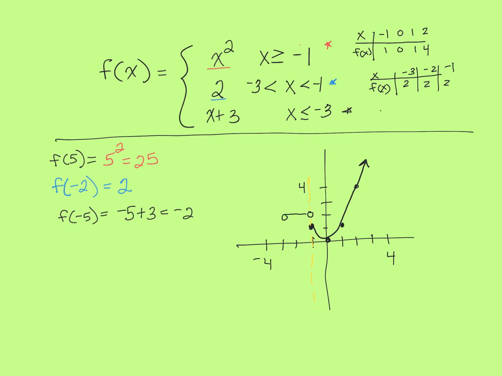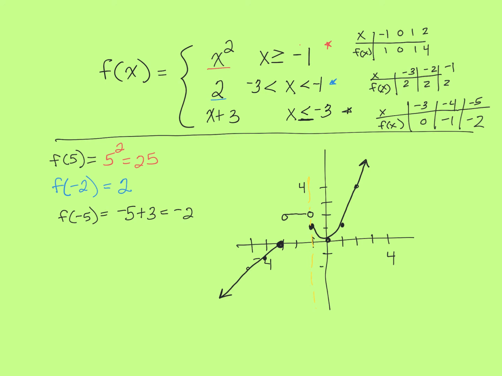And then for our third piece, I'm going to choose only values that are less than or equal to negative 3. So I'll do negative 3, negative 4, and negative 5. And if I add 3, I'm going to get 0, negative 1, and negative 2. So negative 3, 0. It's inclusive because of this equal to bar right here. And negative 4, negative 1, negative 5, negative 2. And it will look like this. So this particular graph has 3 different pieces, and again, you'll notice that it does pass the vertical line test.